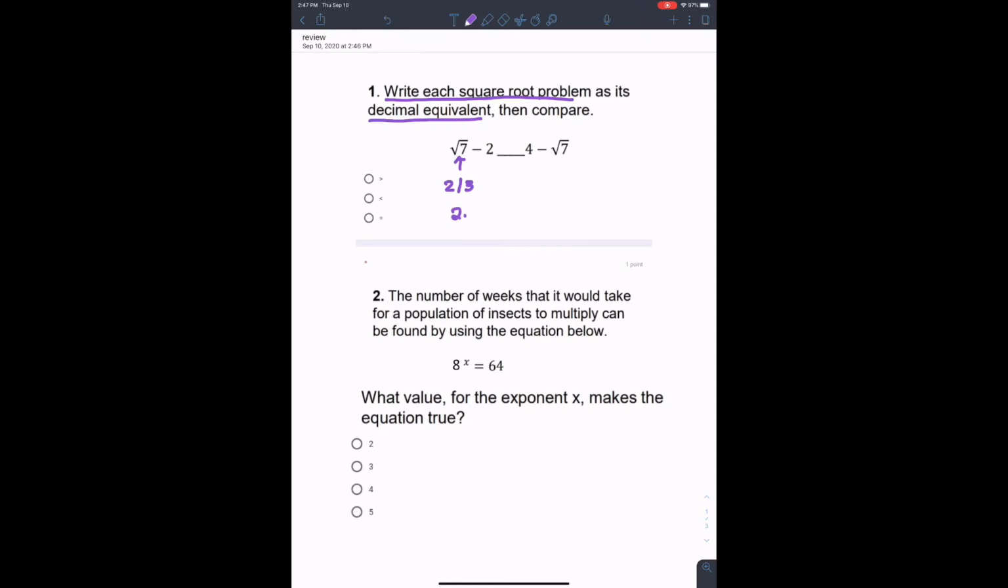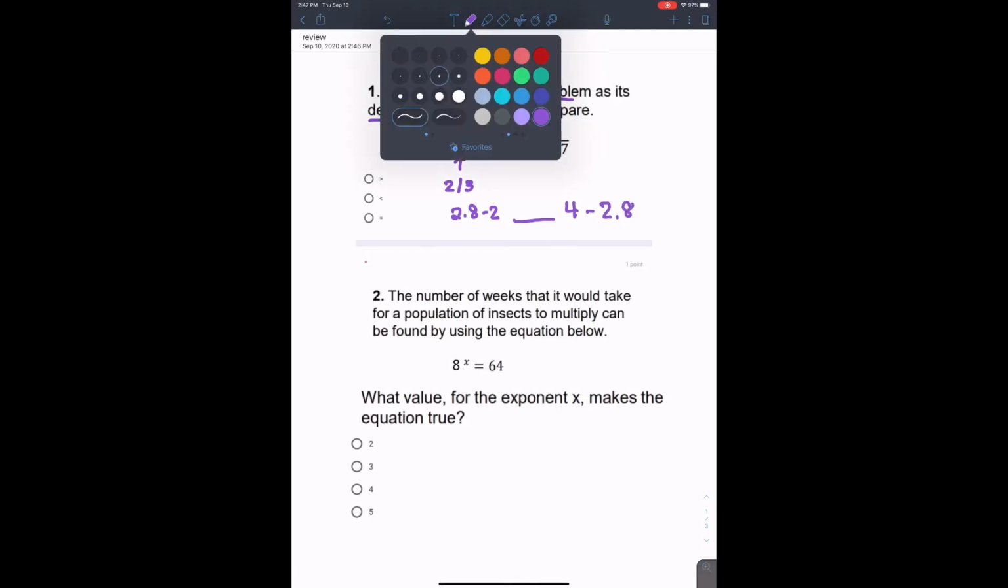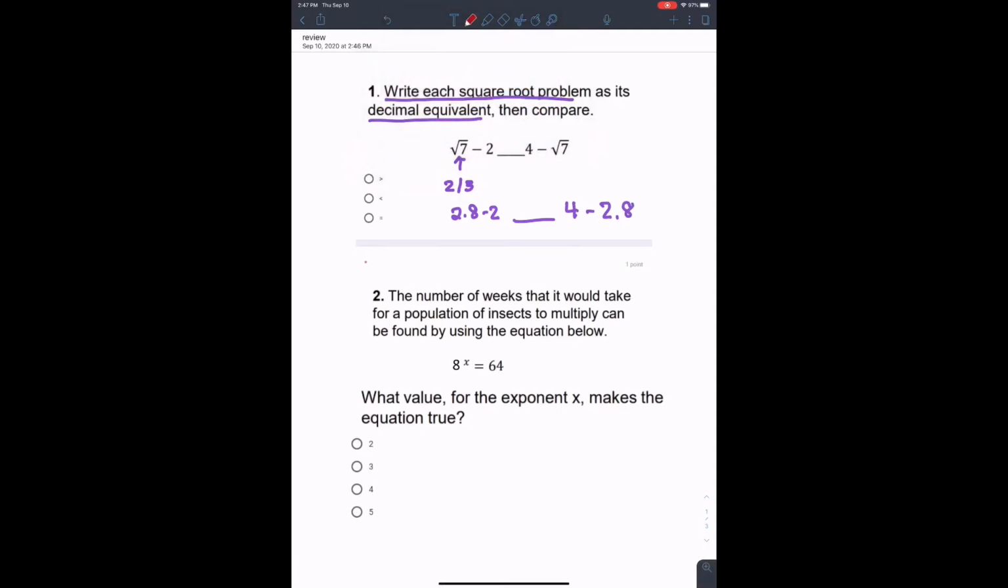Now, if I have 2 point, and you can approximate it, if you have 2.8 minus 2 versus 4 minus 2.8, it should be clear to you which is actually the greater value. It would be this one, okay? I don't need to do all the steps we've been doing because I'm just approximating here, and I'm giving a rough estimate.